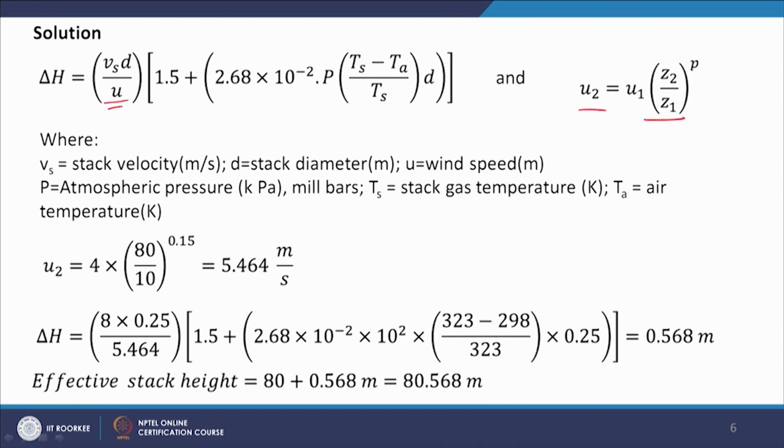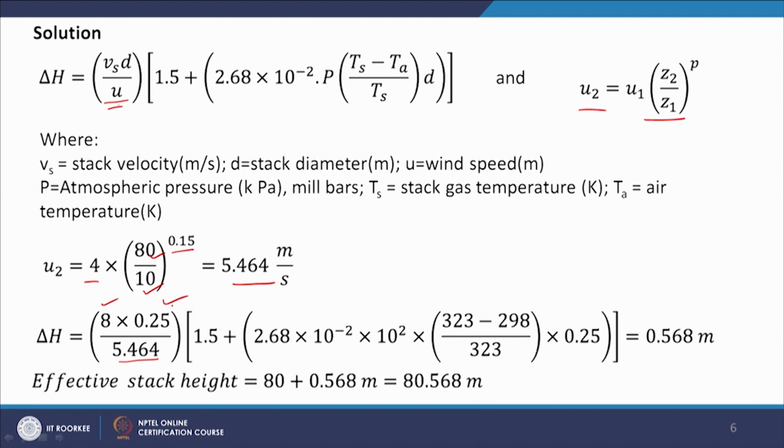So, u at height Z2 is equal to u1 into Z2 by Z1 to the power p, p value is given. So, we do not need to refer to any graph or table. We will be using this formula directly. So, 80 meter and at 10 meter height velocity is 4. So, u equal to 4 into 80 by 10 to the power 0.15, that is 5.464 meter per second, and then del H value we will put all others. So, this is 5.464, that is equal to u. Vs is also given, that is 8 meter per second, and then this is equal to diameter.